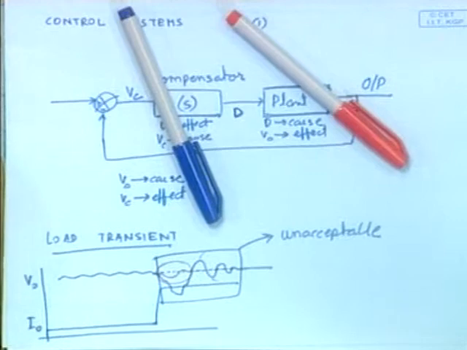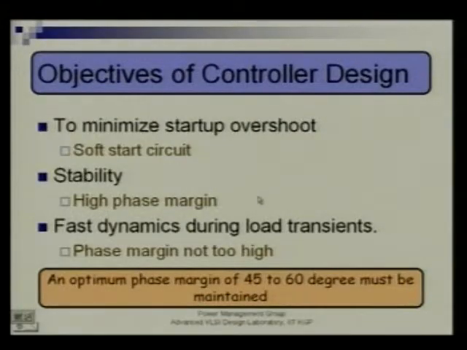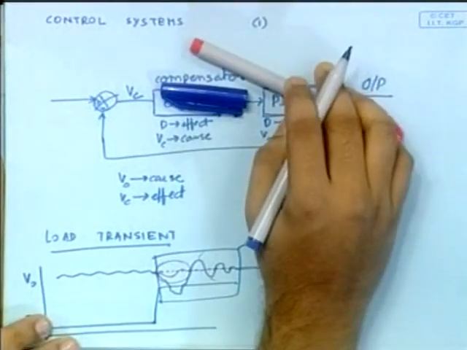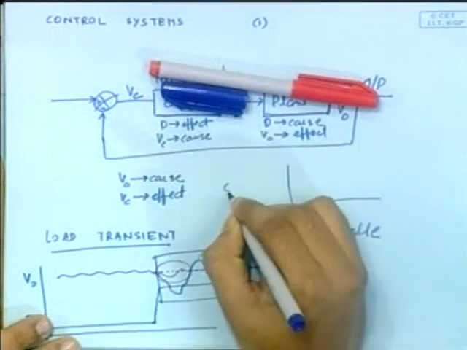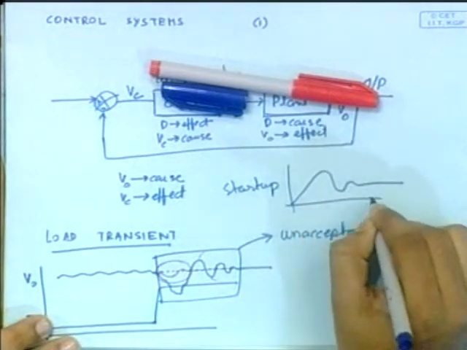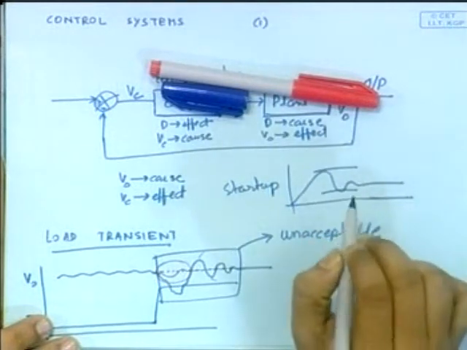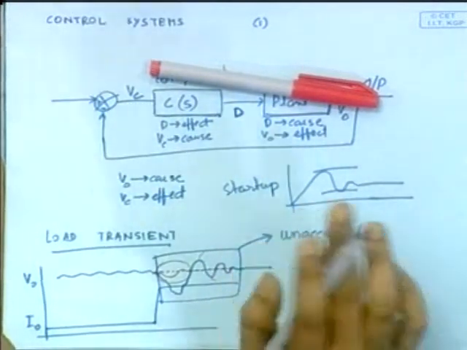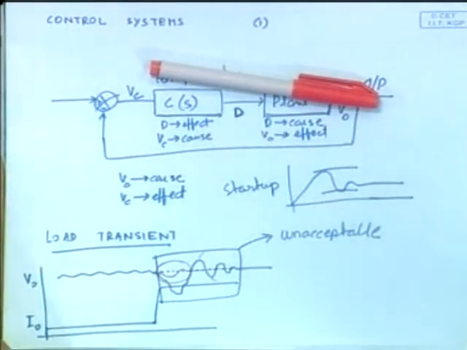Now let's see what the objectives of the controller design are. To minimize startup overshoot. You see here, it's a very ideal kind of startup that we have shown. Sometimes this thing goes high, like in any second order system. It depends on the damping and other factors. So during startup, it might go into a huge overshoot. This has to be eliminated, and during startup a huge current will also be drawn. That also cannot be tolerated because your power MOSFET device might get burnt up if it draws a huge current during startup.